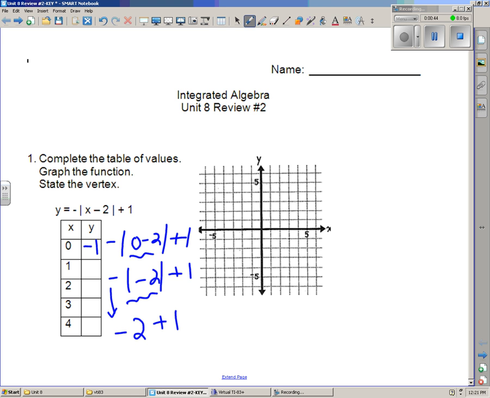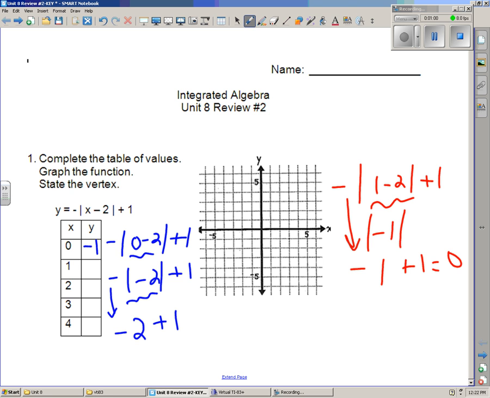If you take in 1 and you do negative absolute value 1 take away 2 plus 1, in here becomes negative 1. The absolute value comes out to be a 1. Bring down this negative, bring down your plus 1, and this is going to give you 0. What ends up happening is 3 is going to be the same thing as the 0, and positive 4 is also going to be a negative 1.